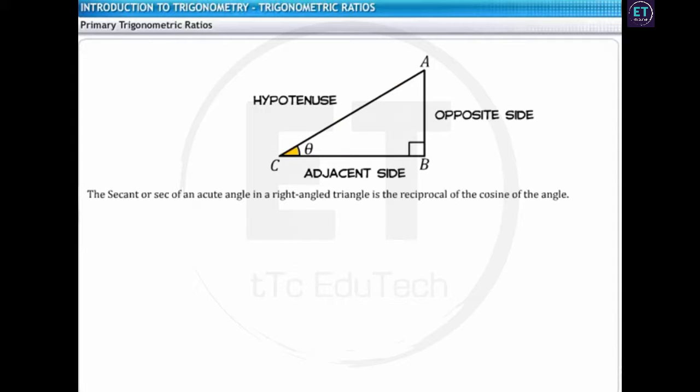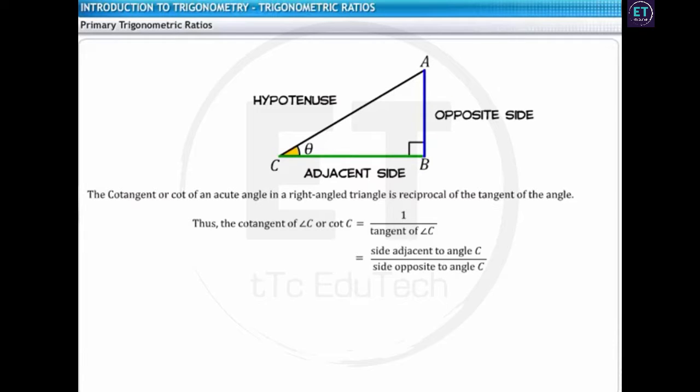The secant or sec of an acute angle in a right-angled triangle is reciprocal of the cosine of the angle. Thus, the secant of angle C is equal to the ratio between the hypotenuse and the side adjacent to angle C, or the secant of angle C is equal to AC upon BC. The cotangent or cot of an acute angle in a right-angled triangle is reciprocal of the tangent of the angle. Thus, the cotangent of angle C is equal to the ratio between the side adjacent to angle C and the side opposite to angle C, or the cotangent of C is equal to BC upon AB.